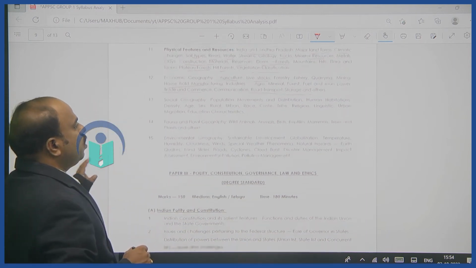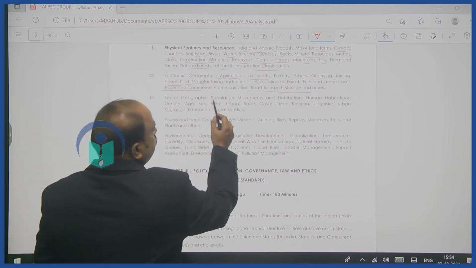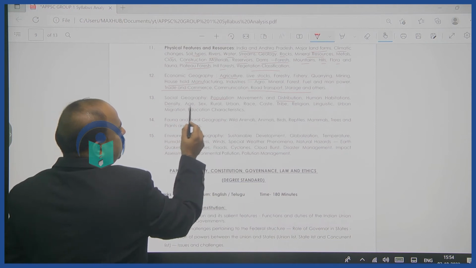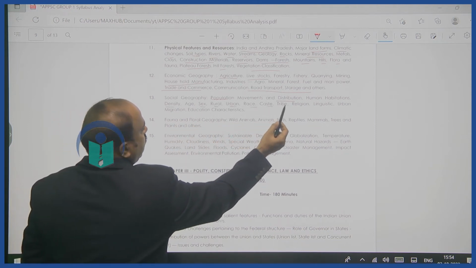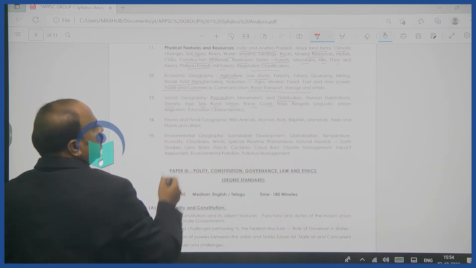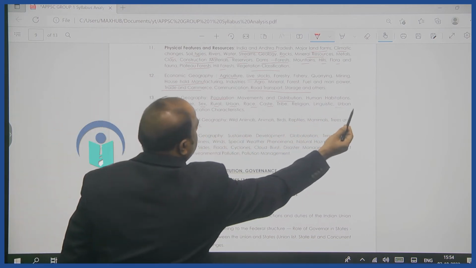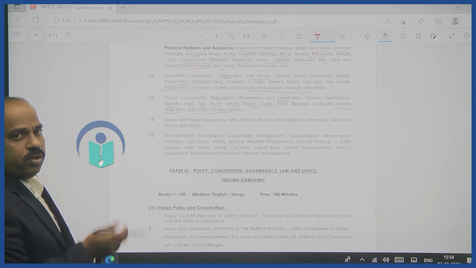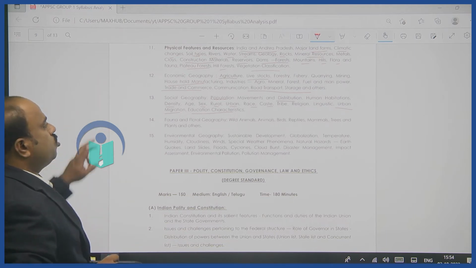Coming to the social geography, about the population, distribution of population, human habitations. Okay, about density, age, sex, rural, urban, race, caste, tribe, religion, linguistic, urban migration, a very important topic, urban migration, educational characteristics. So this is about the social geography.